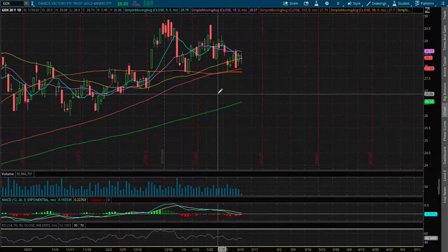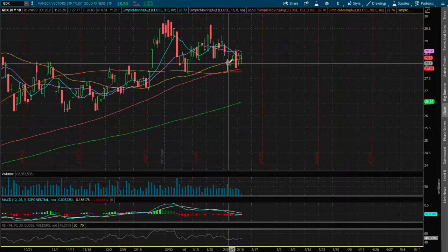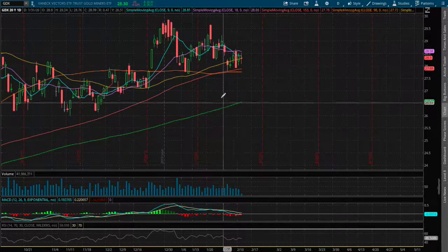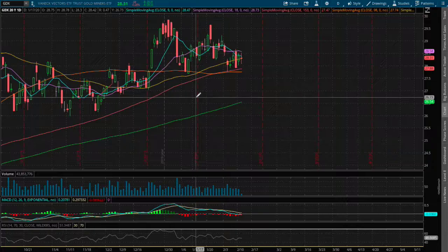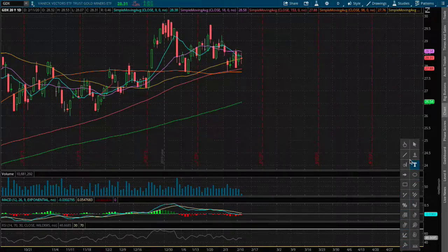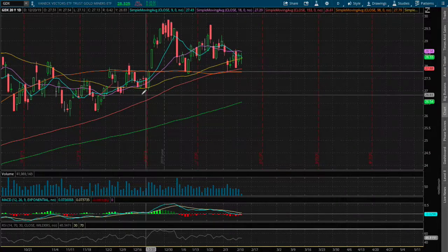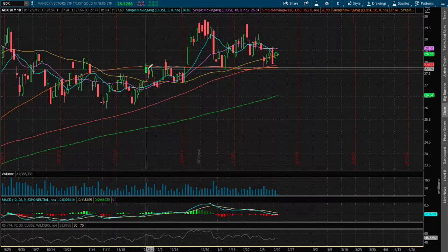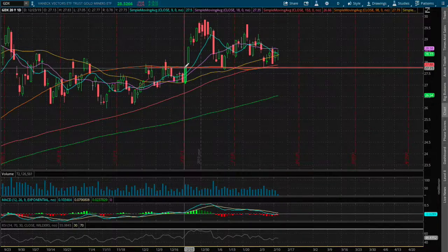As for the support level, we are resting on the 50-day moving average, this yellow line. We managed to close around that price range for several days already. If that support were to break, I do see the next support being the 100-day moving average, this orange line, which is around a price of $27.75. We also have past resistance around that range as well, and since we're above resistance, that now acts as our support.